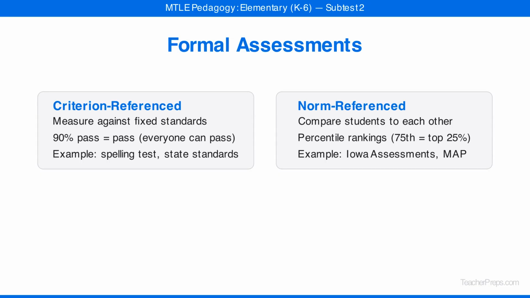Norm reference tests compare students to each other using percentile rankings. Standardized tests like the Iowa assessments or MAP tests are norm referenced. They tell you how a student performs relative to a national sample. A student scoring at the 75th percentile did better than 75% of students in the norming group.